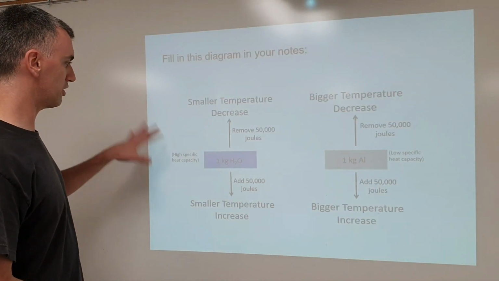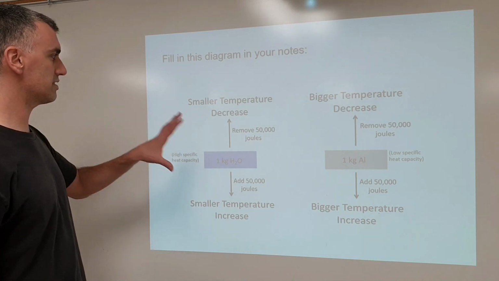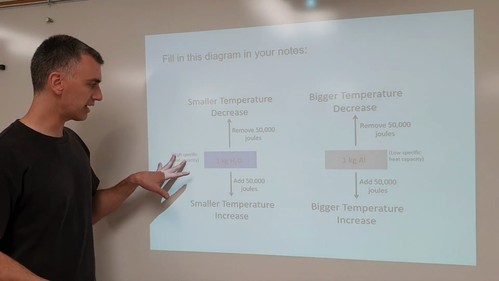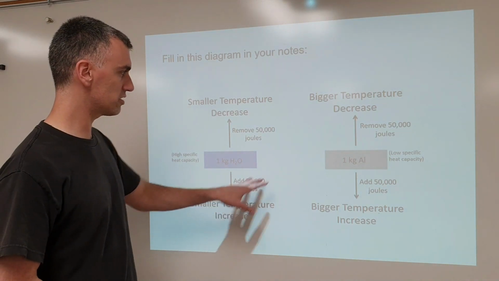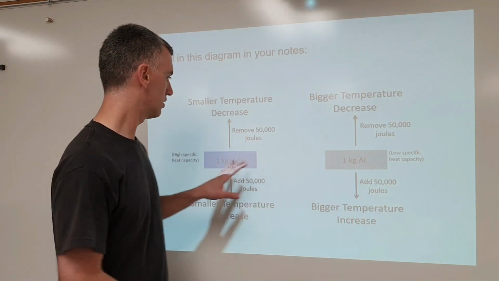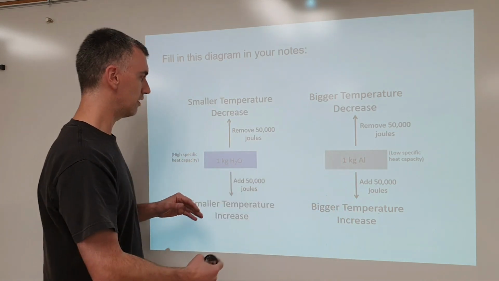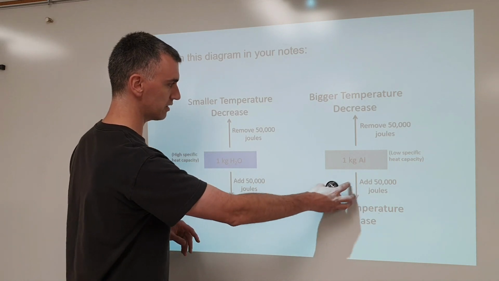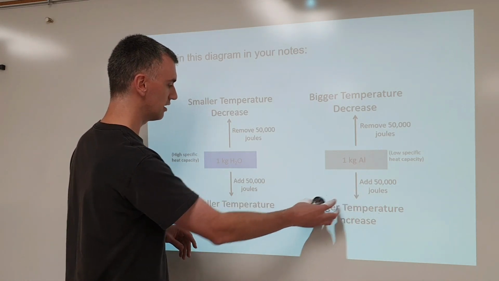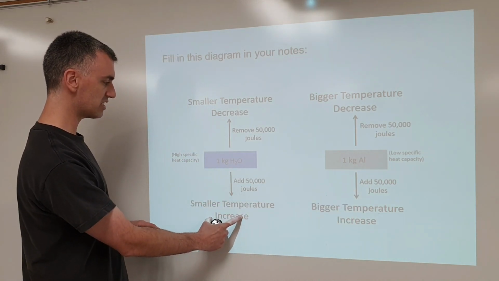So you're going to want to make sure to fill this diagram in, and this is getting the same idea. High specific heat capacity, a kilogram of water. So if you have the exact same amount of energy as 1 kilogram of aluminum is getting, same amount of energy to each, if you add the same amount, you're going to get a bigger temperature increase for the low specific heat capacity thing and a smaller temperature increase for the high specific heat capacity thing.